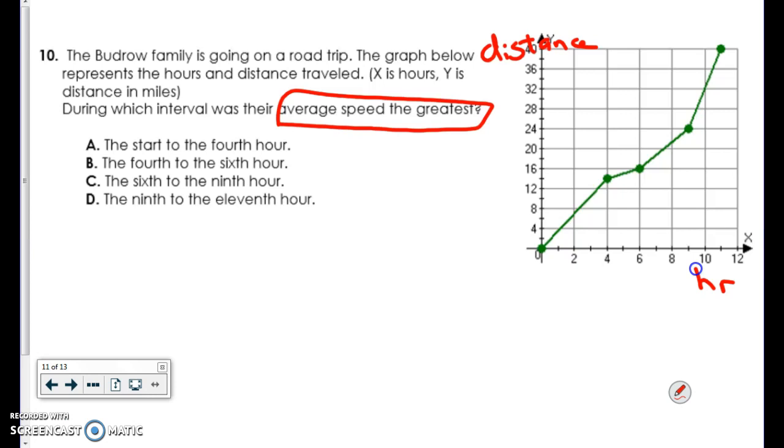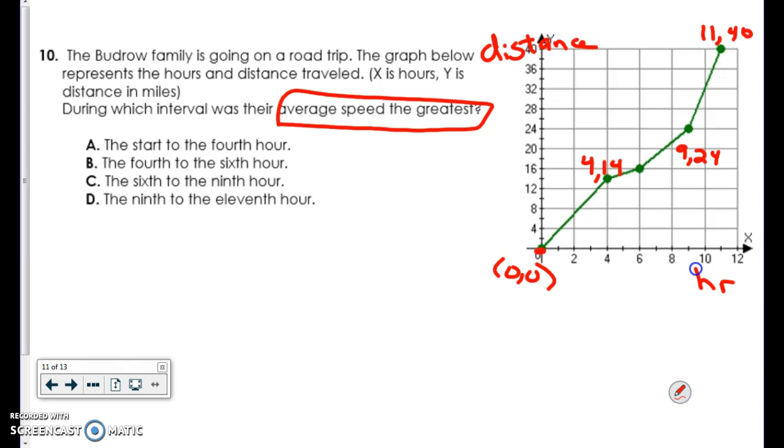So as we look at the picture, I kind of think the first one from 0 to 4, or maybe the last one, from 9 to 11, appear to be the steepest. But rather than just guessing which one's the steepest, I'm actually going to figure it out here too. So this ordered pair is 4, 14. So over 4, up 14. This one, of course, here is 0, 0. And then these two, it looks like I'm over 9, up 24. And the last one looks like it's 11 and 40.